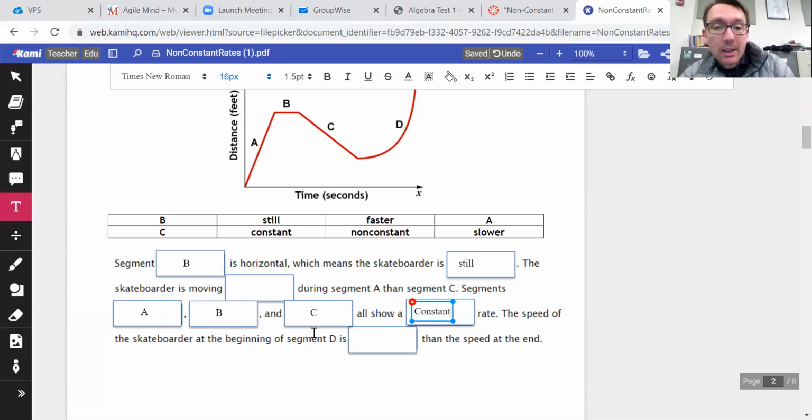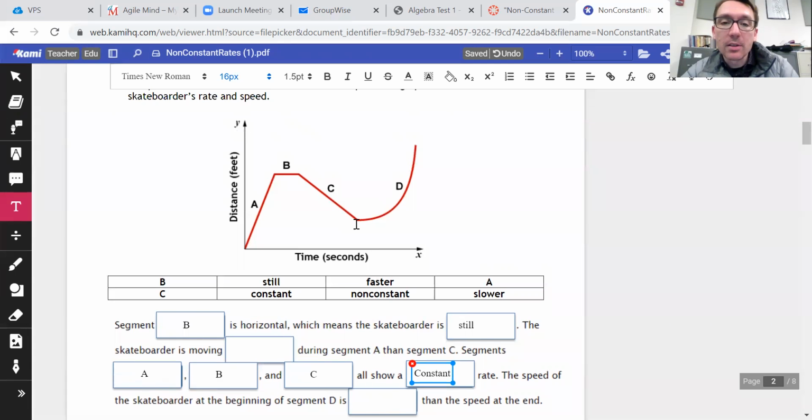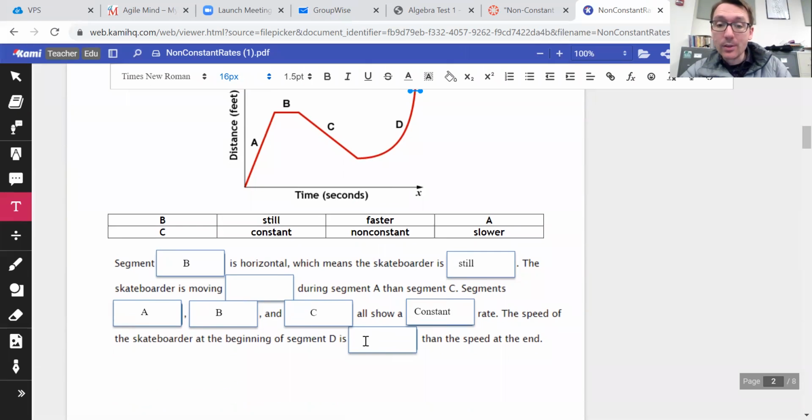The speed of the skateboarder at the beginning of D is, okay, faster or slower than at the end? When it starts here, is it going faster, or when it ends, is it going faster? Well, the rate has to do with how steep the line is. The line is really steep at the end, and really not very steep at the beginning. So this is slow, that's fast. So the speed at the beginning is slower than the speed at the end.